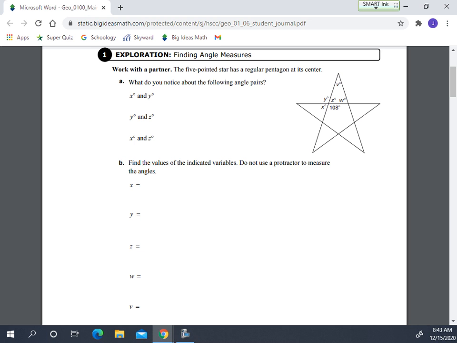So it jumps from here. The 5-pointed star has a regular pentagon in the middle, right? Which means that each of its angles is 108 degrees. This is a little deeper thinking, right? Those are all 108 degrees.